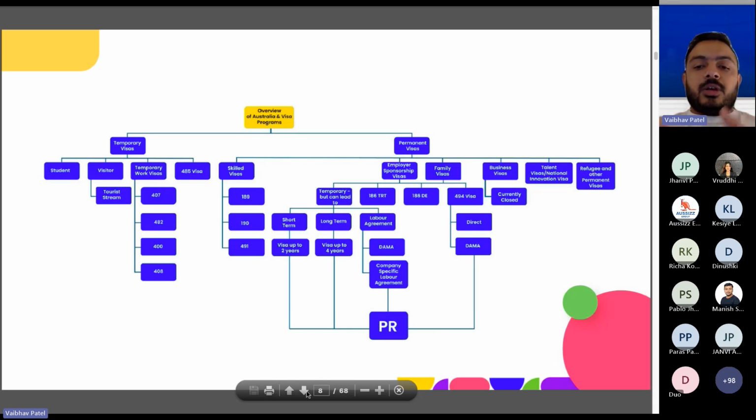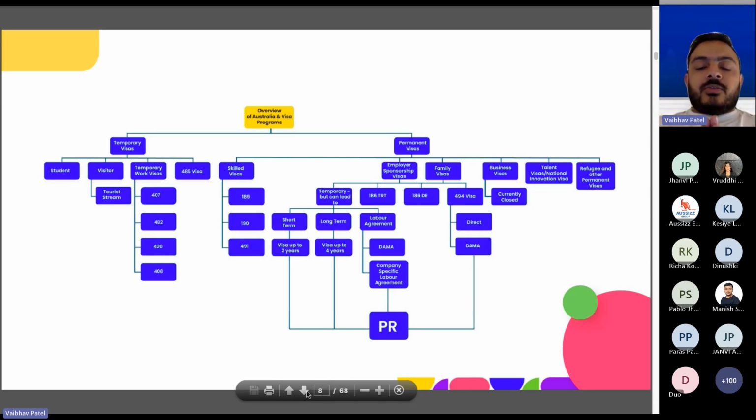So under DAMA or company-specific labor agreements, you generally get a 2 to 4 year visa. Then after working for a certain period, 2 or 3 years, you can apply for a subclass 186 visa under the labor agreement stream, and that will lead to a permanent visa. That's why this temporary visa has been included in the permanent category, because it eventually leads to a permanent visa.